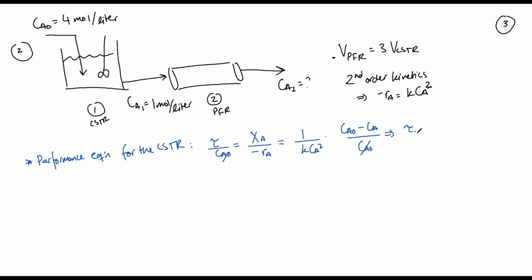So I get tau CSTR K is equal to Ca naught, in this case, we're going to use Ca1 to avoid confusion, minus Ca1 over Ca1 squared. And if I plug in the numbers, Ca1 is 1, so I get 4 minus 1 over 1, which is equal to 3. Okay, so tau CSTR K is equal to 3.